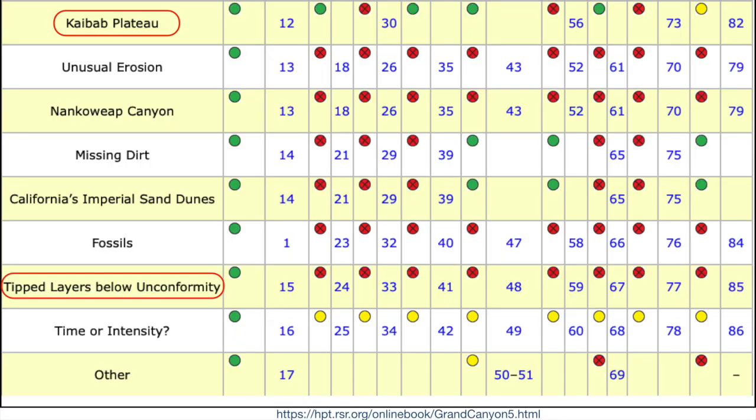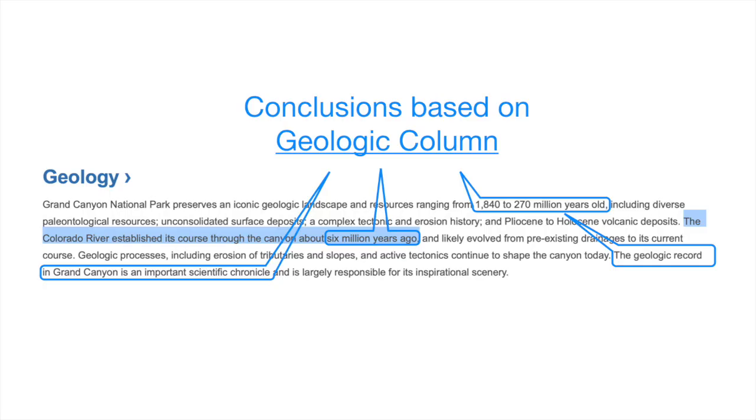So we're going to hit all those as the talk goes on. But these are the conclusions that the evolutionists have. Conclusions based on assumptions. And it's all based on the geologic column. They're basing all that on millions of years.